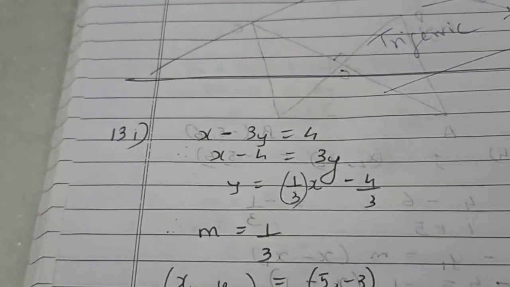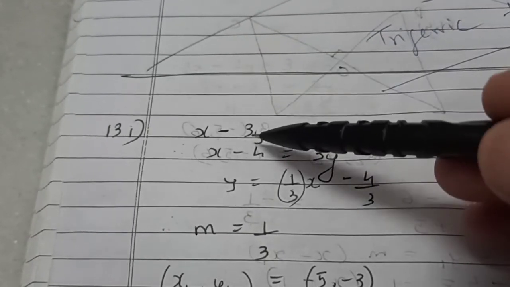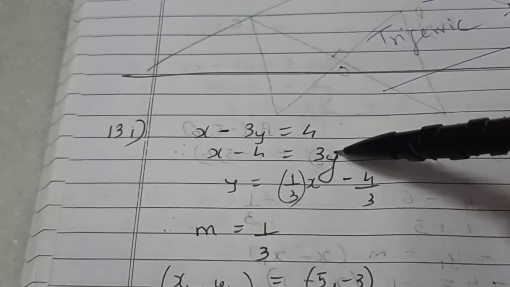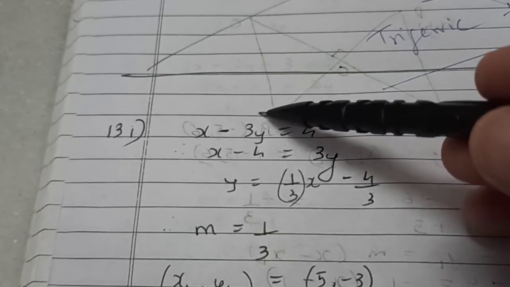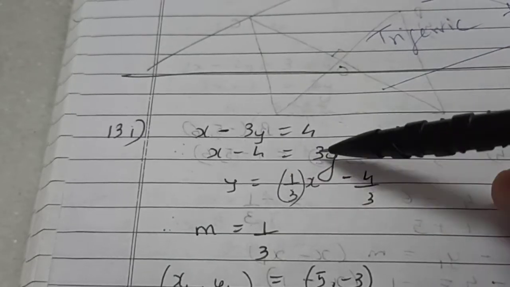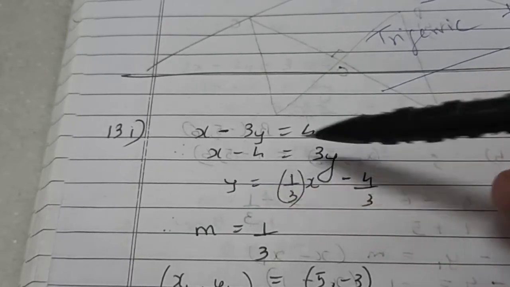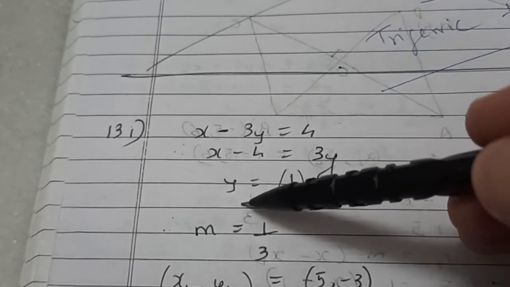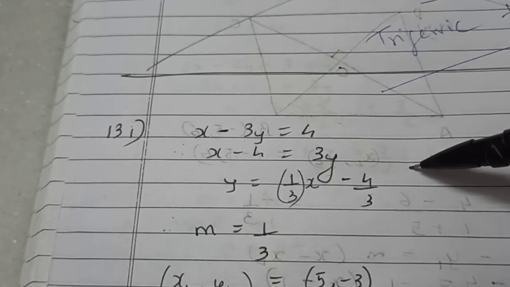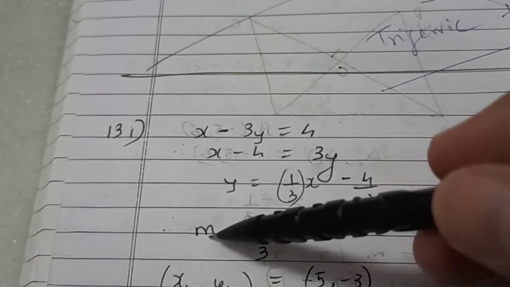So we start off with the given equation. -3y goes to the RHS, it becomes 3y. 4 goes to the LHS, it becomes -4. 3 goes down in the denominator, so it becomes x upon 3 and -4 upon 3. So I get this standard equation. So 1 upon 3 is the slope.